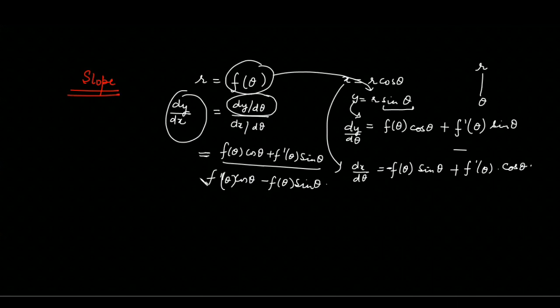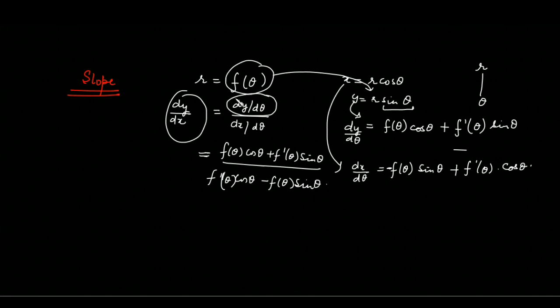It means we can find those values of theta at which the graph has a vertical tangent, parallel to the y-axis. So if the denominator is 0, we have slope infinity, which means we get those points of theta where the tangent is vertical and parallel to the y-axis.